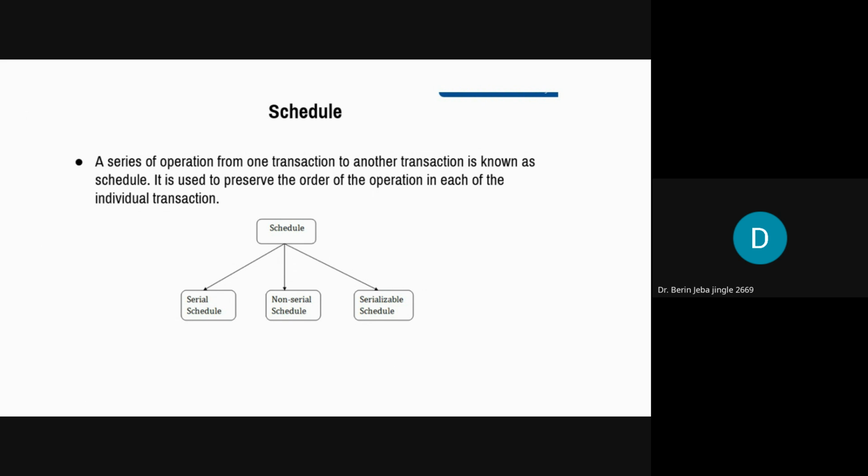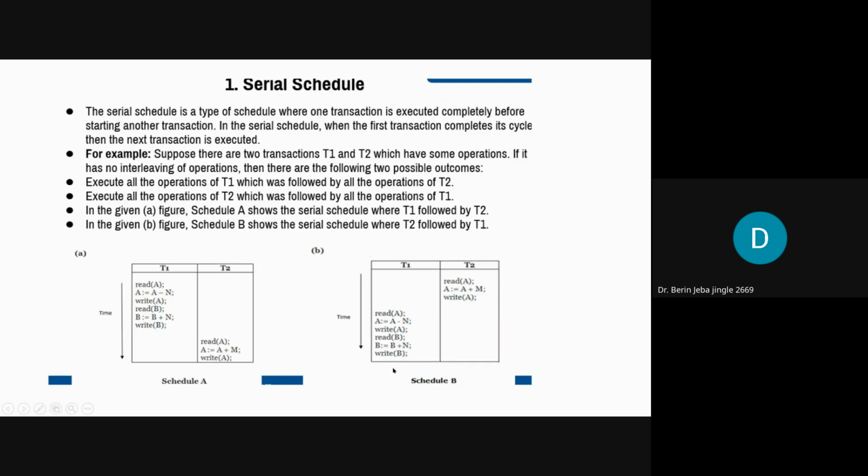First, we can study the serial schedule. What is a serial schedule? A serial schedule is a type of schedule where one transaction is executed completely before starting another transaction. See here, we have two examples, schedule A and schedule B. There are two transactions, T1 and T2. Once the T1 transaction is completed, then only the T2 transaction starts.